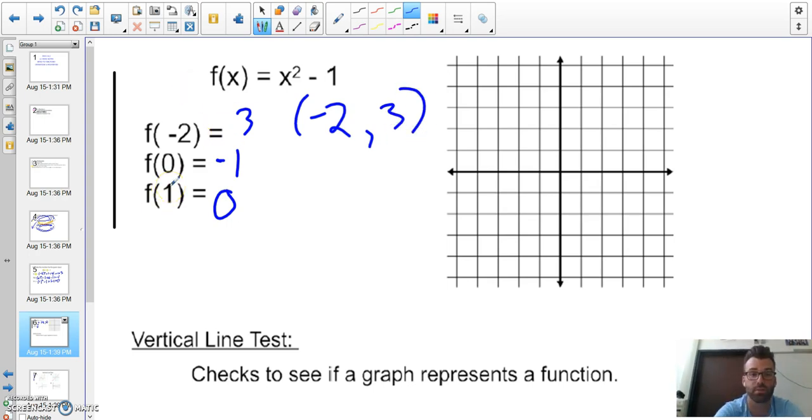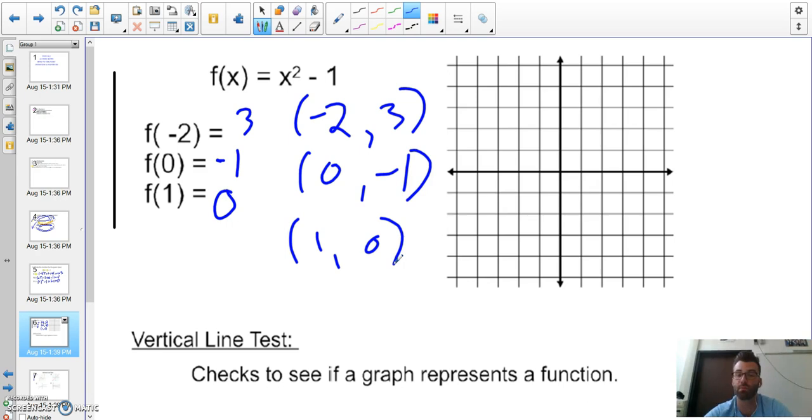These can all be written as ordered pairs: 0, negative 1, and 1, comma, 0. An input versus an output can be thought of as ordered pairs. I input my x, I spit out my output, which is my y. So let's plot these points now and see what this graph looks like. Negative 2, 3, then 0, negative 1, and 1, 0.